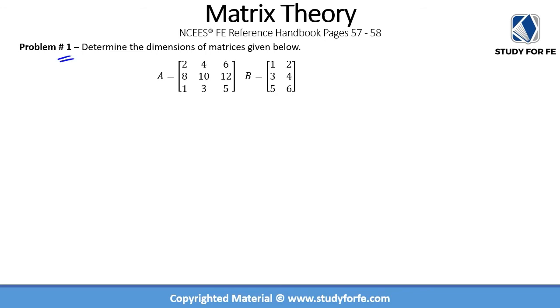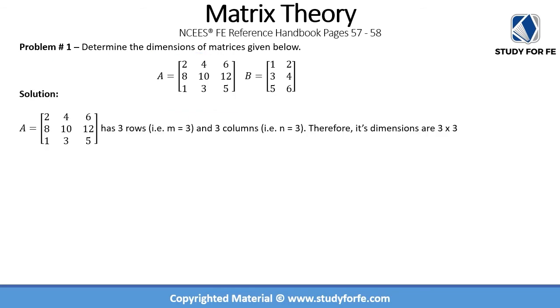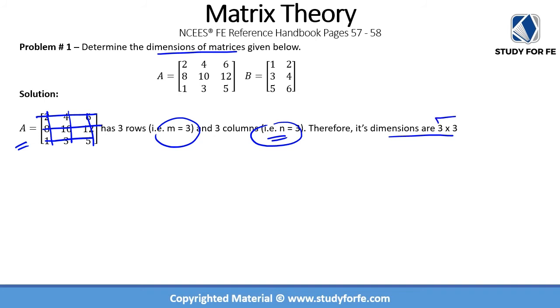We have two matrices A and B, and this problem is asking us to determine the dimensions of these matrices. The dimensions of a matrix correspond to the number of rows and number of columns. In the case of matrix A, we can simply count the number of rows as 1, 2, and 3. So the number of rows is m equal to 3, and the number of columns, 1, 2, and 3 as well, is n equal to 3. Therefore, its dimensions are rows into columns, which is 3 into 3.